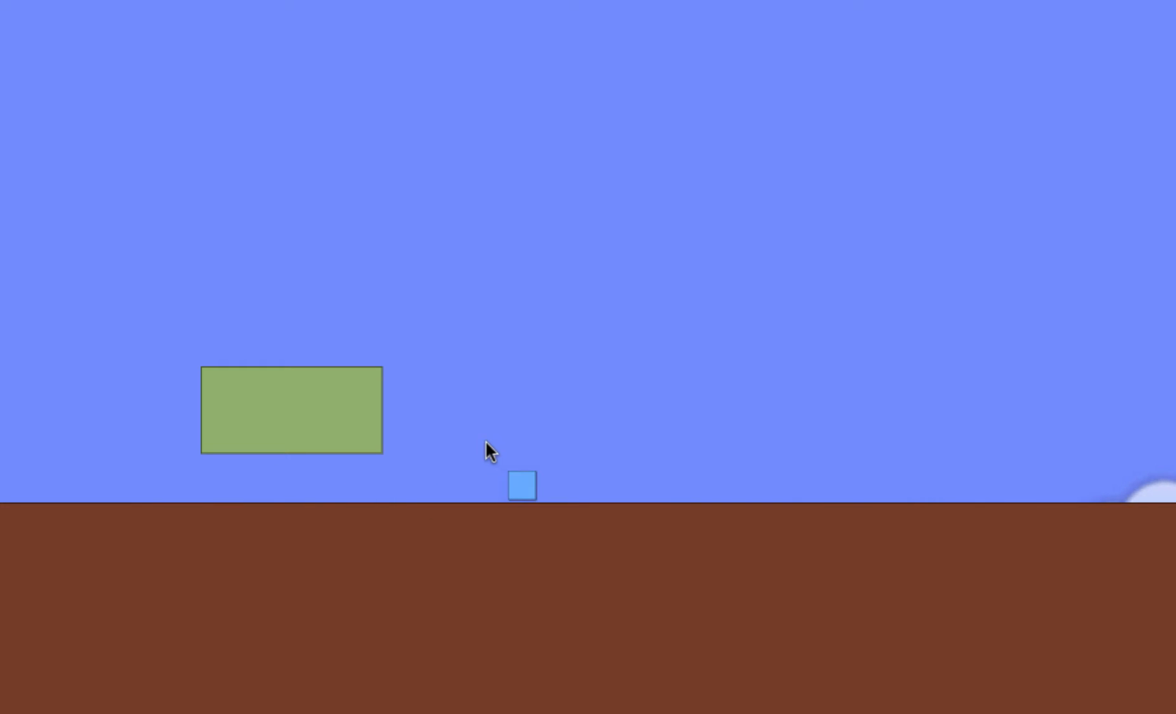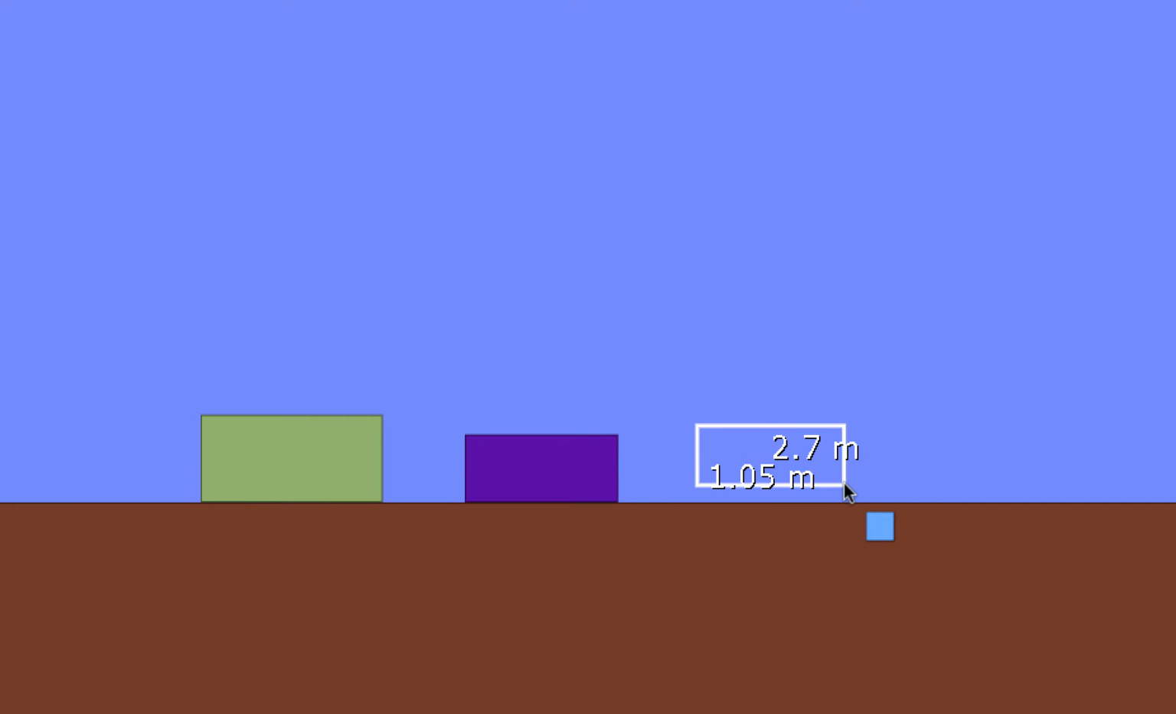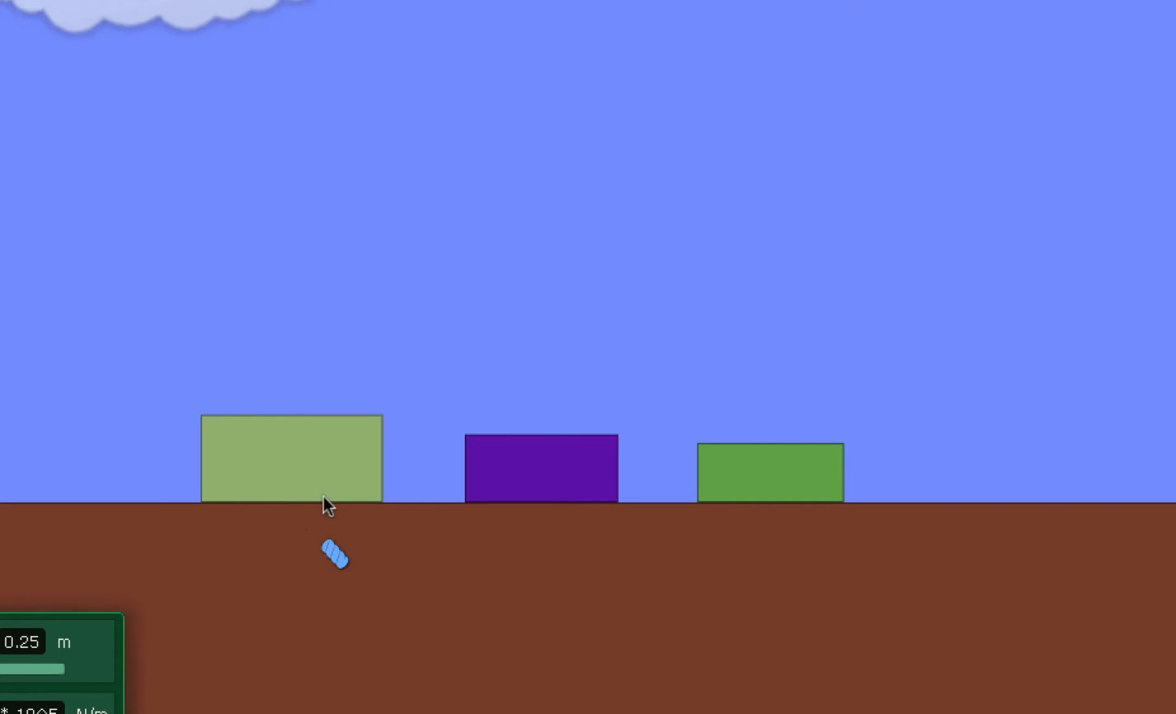Okay, here's a box. We have gravity. Here's a box. These are going to be train carts, by the way. And I'm going to connect them together with a string, with a rope.